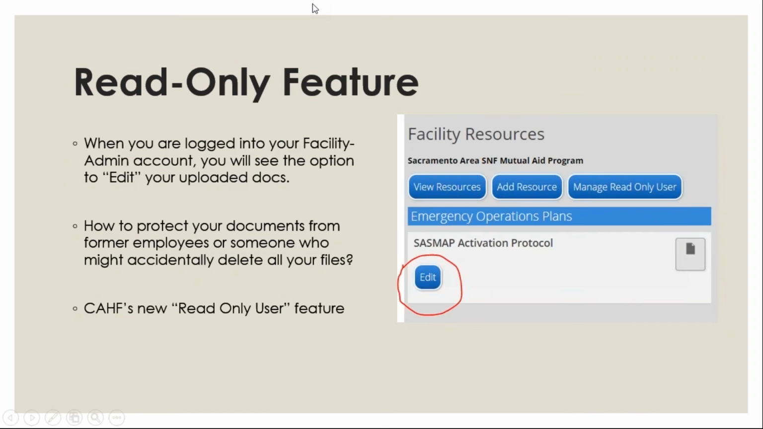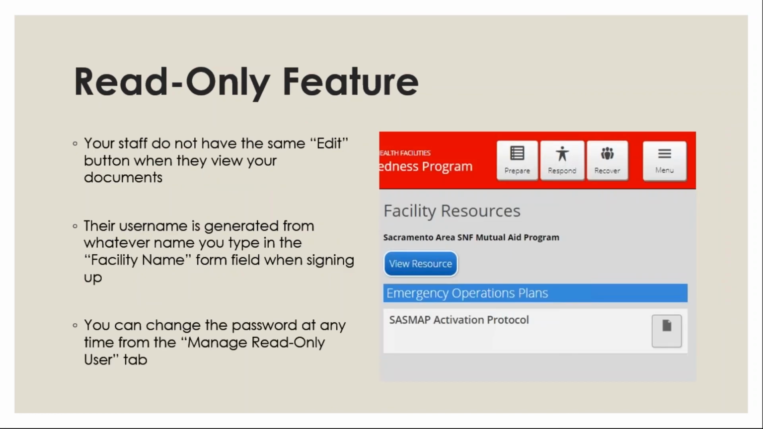There we go. So again, once you've uploaded something and you go back to your home screen for facility resources for your account, this is what it will appear as. And if you're logged into the main administrator account, you'll have that edit button there. And if you are under the staff account, you'll just notice that that edit button is not available to them.